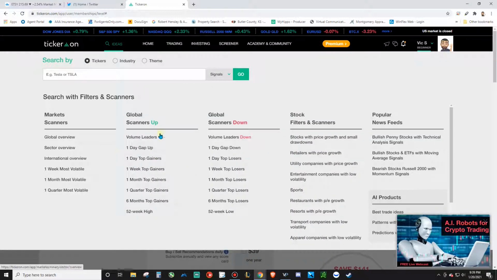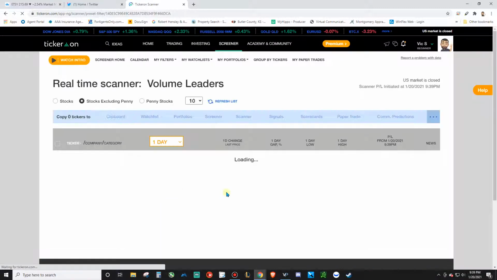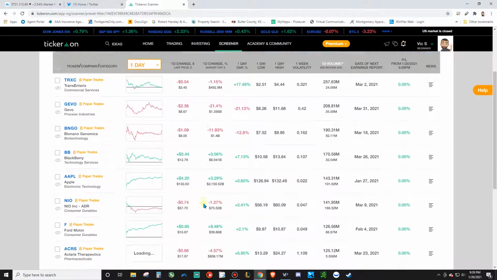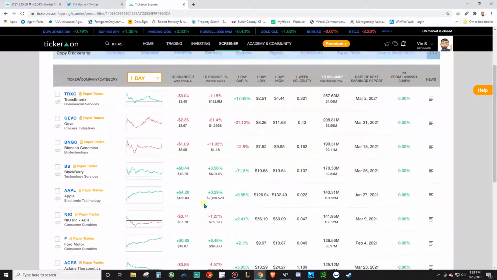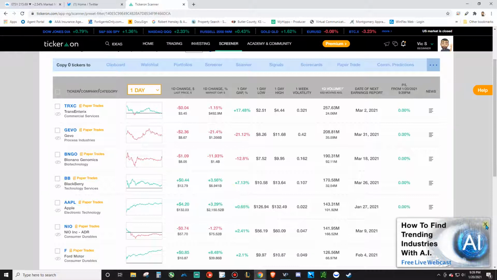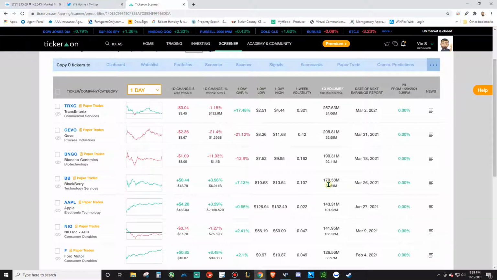But I like this because it just gives you a free scanner, and you can just come in here and do a global scanner and just find some. I like this volume leaders up, what kind of stuff is leading the bunch here. And these are stocks that I'm already in. I didn't find these stocks with this, and I find it's pretty common that I'm actually trading stuff that shows up at the top of the volume leaders.